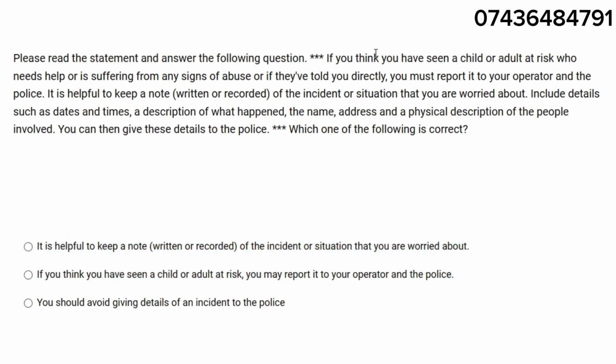So if you think you have seen a child or adult who is at risk, needs help, or is suffering from any sign of abuse, or if they have told you directly, you must report it to your operator and the police. It is helpful to keep a note, written or recorded, of an incident or situation that you are worried about. Include details such as dates and times, a description of what happened, and the name, address, and physical description of the people involved. You can give these details to the police. So which of the following is correct? So the correct answer will be that it is helpful to keep a note. So we are saying that.